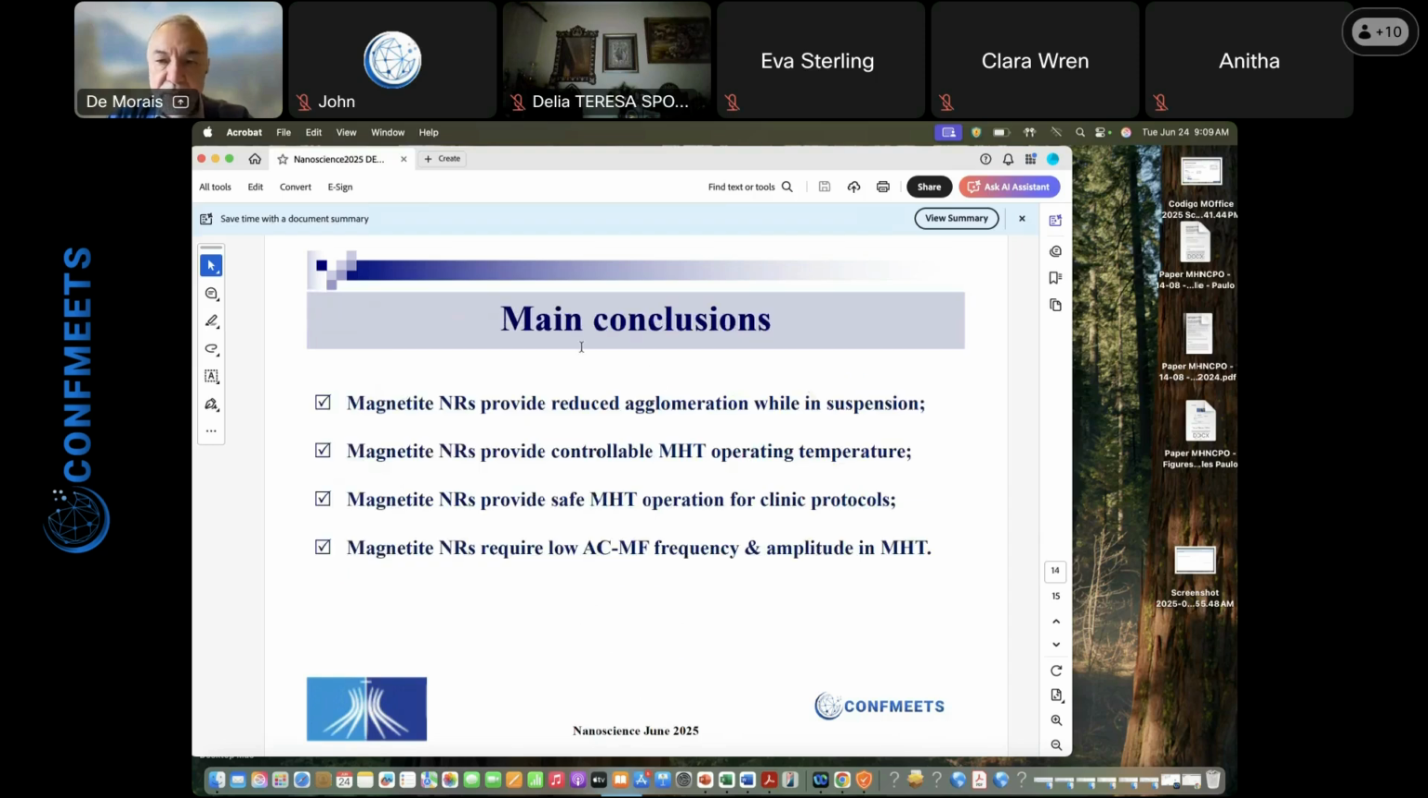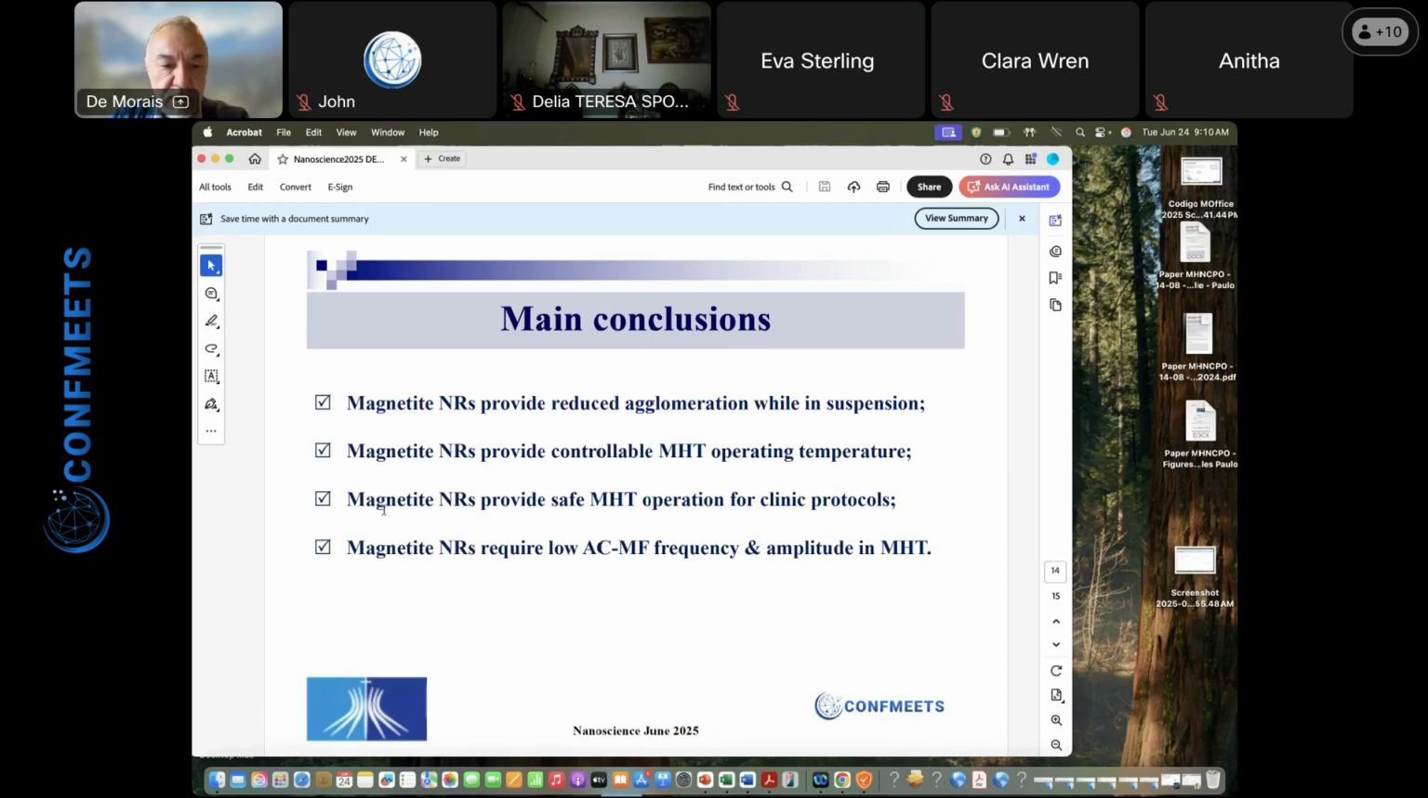So my main conclusions about this talk today. The first one is magnetite nanorings provide reduced agglomeration in suspension. And this is a very important point if you are injecting a suspension of magnetic nanorings into the body. The second point is magnetite nanorings provide controllable magnetic hyperthermia operating temperature. So you can play with the AC magnetic field and the amplitude of the magnetic field.